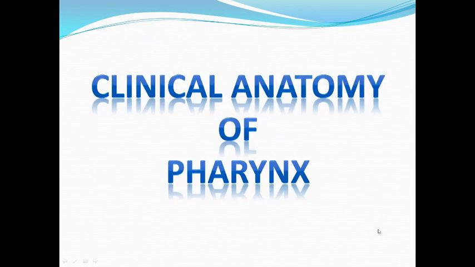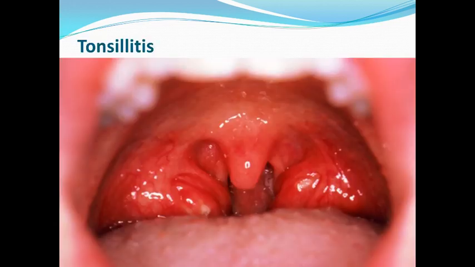Now, last but not the least are some clinical terms related to pharynx as well as tonsils. The first one is tonsillitis, a very common clinical condition which we observe in day-to-day OPDs, and is very common in children. Tonsils are a frequent site of infection, especially in children. बच्चों में बहुत commonly tonsils easily inflamed हो जाते हैं, and inflammation of tonsils is termed as tonsillitis.